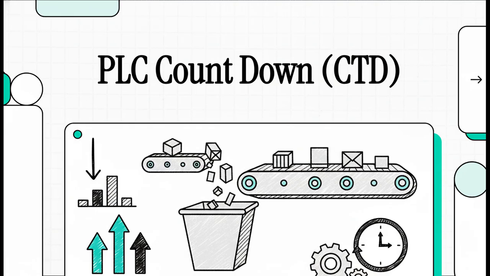Have you ever wondered how an automated machine knows how to count backwards? Well, today we're diving into a fundamental building block of industrial automation that does exactly that, the PLC countdown instruction, or CTD for short. This little piece of logic is the secret sauce behind everything from filling a case of soda to emptying a giant grain silo. So let's get into it.